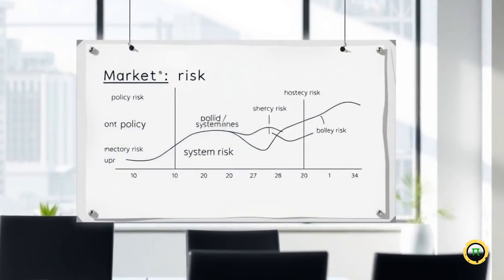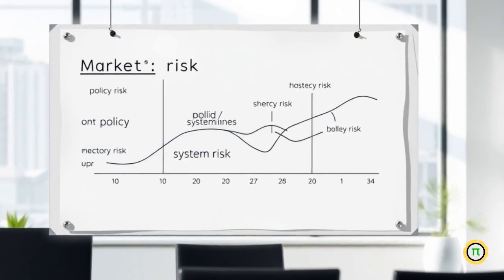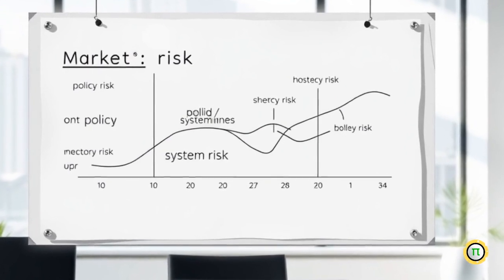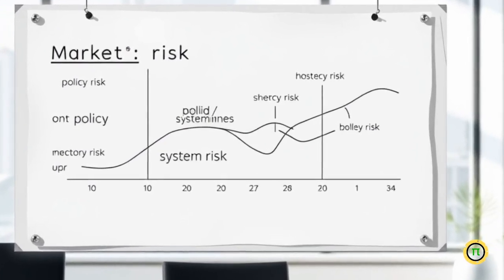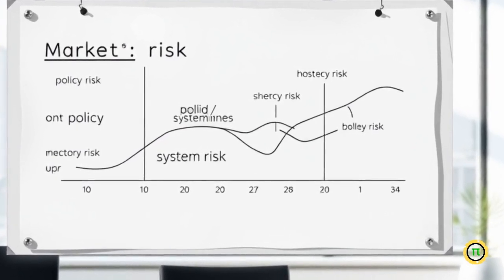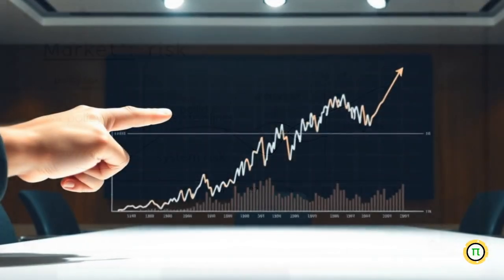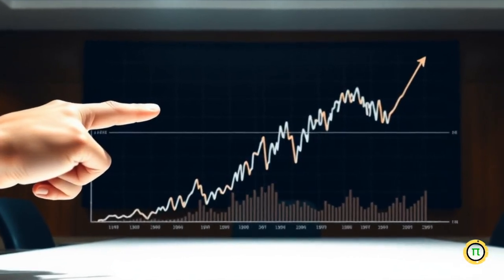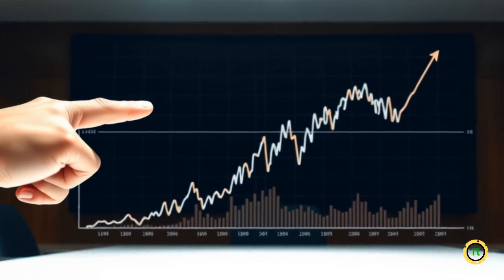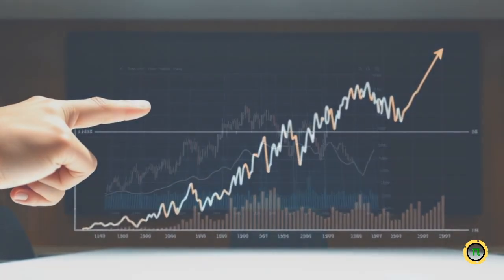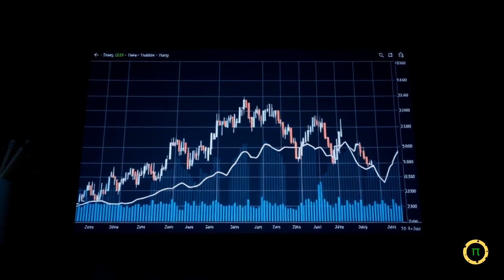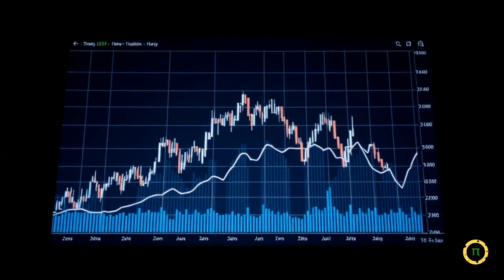You can tag it with all sorts of labels: policy risk, systemic risk, trading risk, liquidity risk, operational risk, and so on. But if you're looking at it from a pure technical perspective, it all comes down to one thing: price movement. Every type of risk, no matter how you slice it, shows up in how prices move.